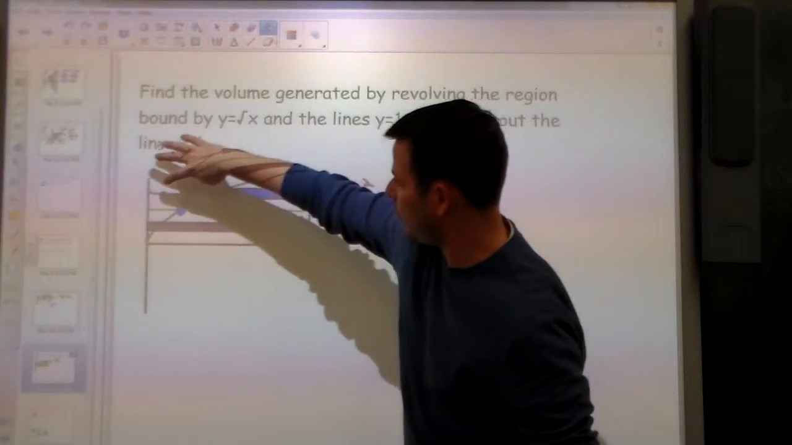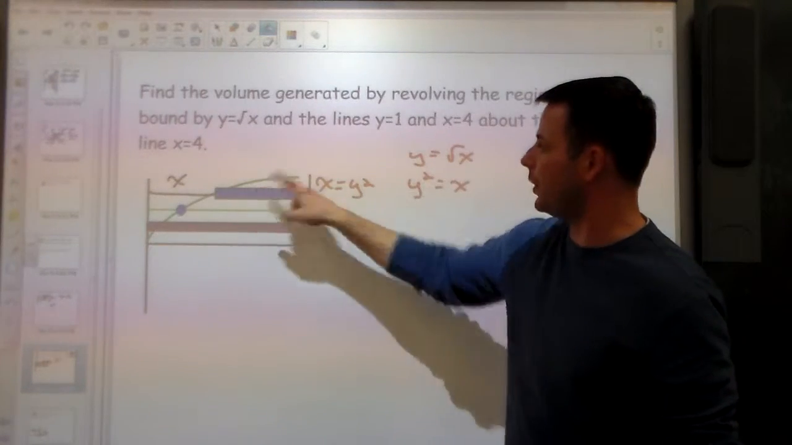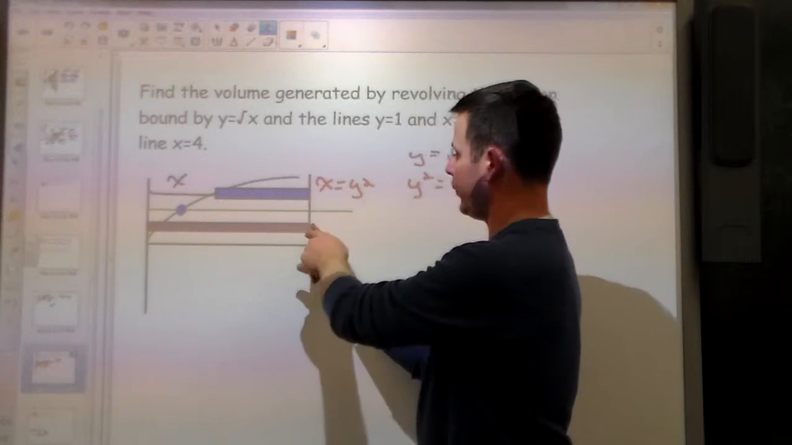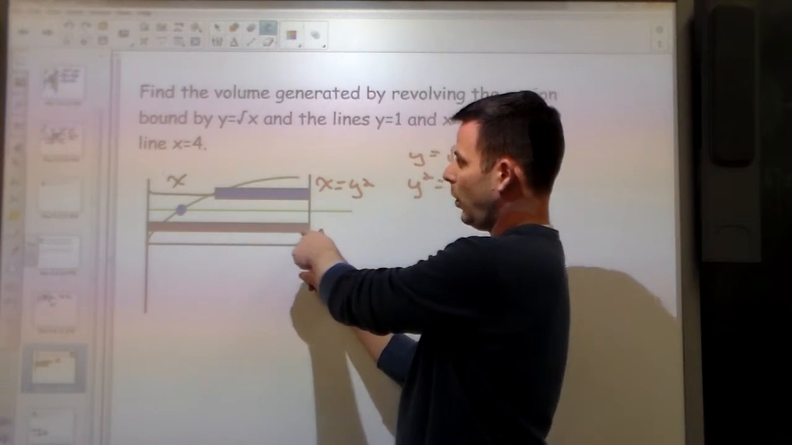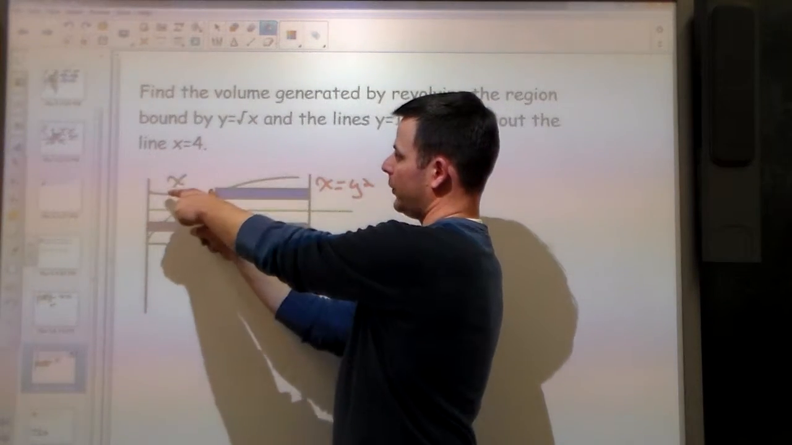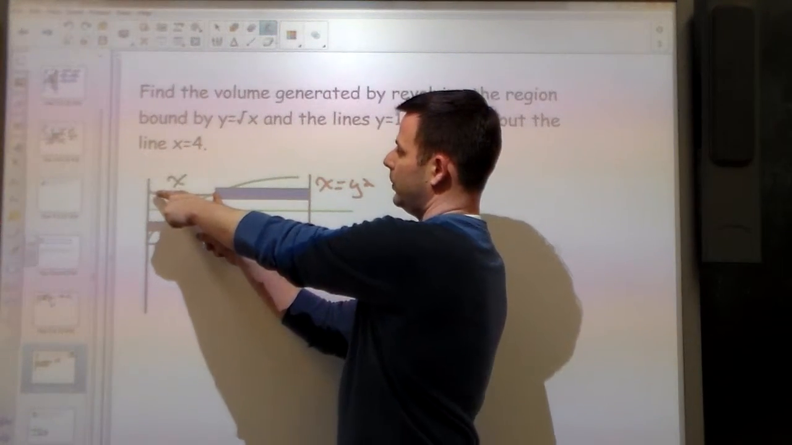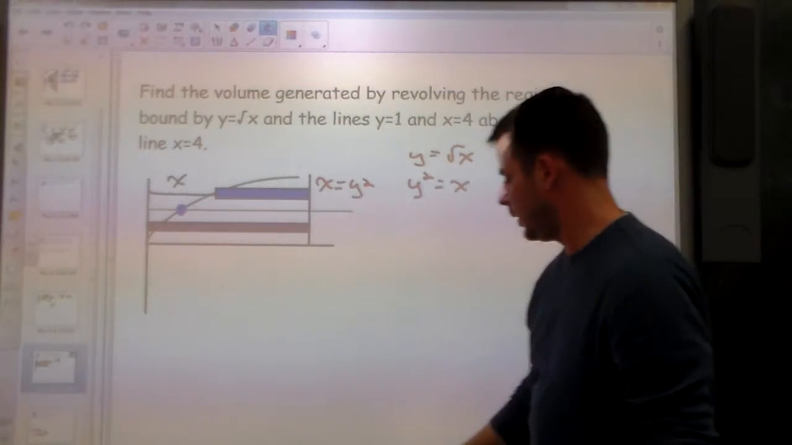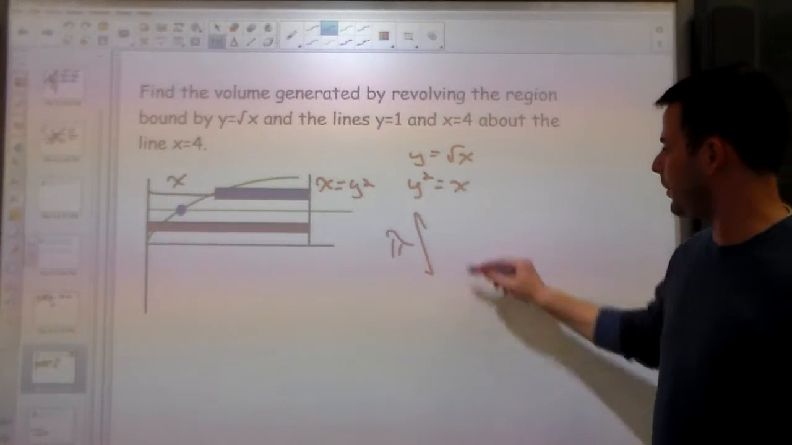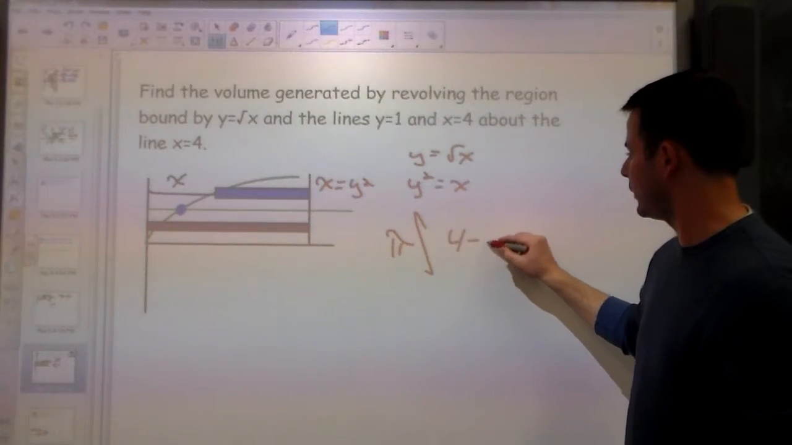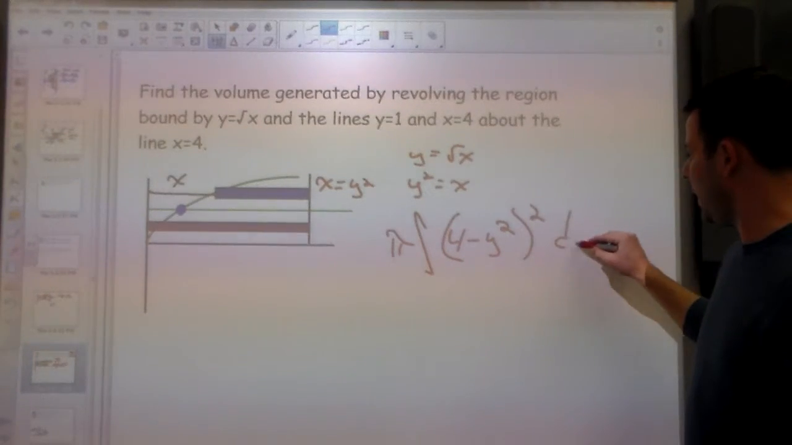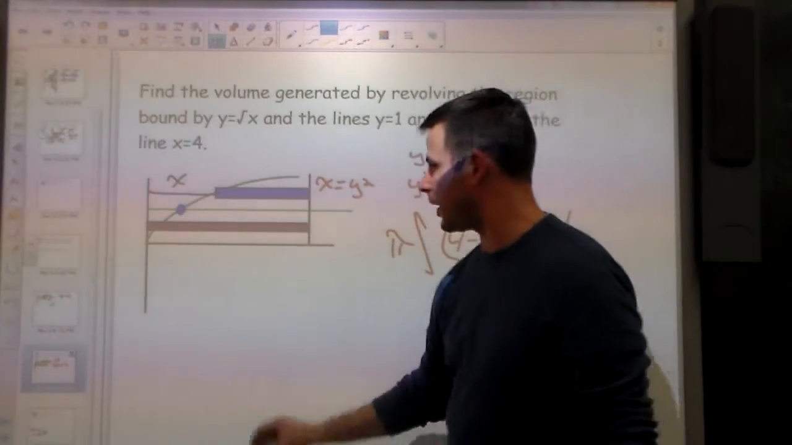Because if I take these two regions and subtract them, I'm left with the region that I'm looking to revolve. So start with the outer radius, from your line of revolution all the way over, which is 4. Subtract your x value. What is x? y squared. So there is my integrand. Don't forget pi is a constant multiple, and I'm going to have 4 minus y squared. Don't forget to square.